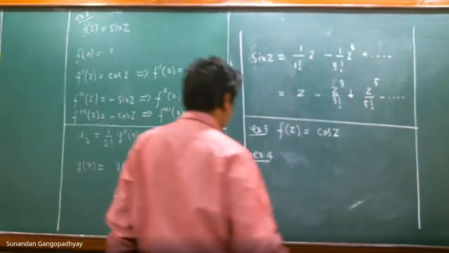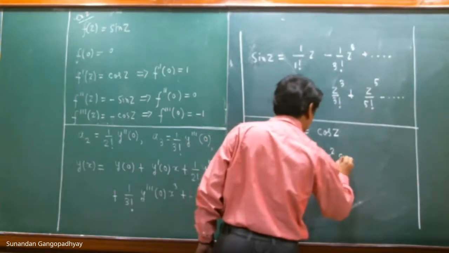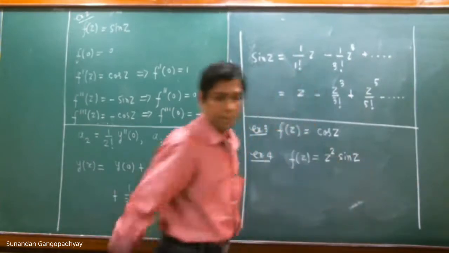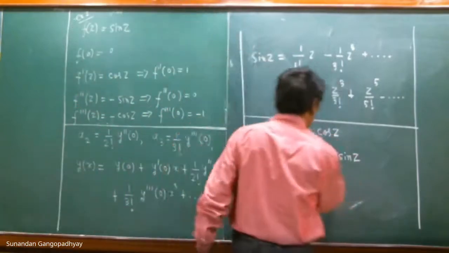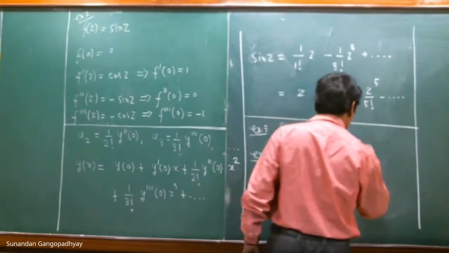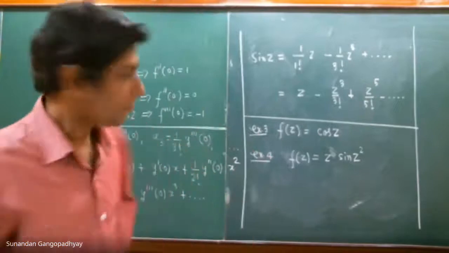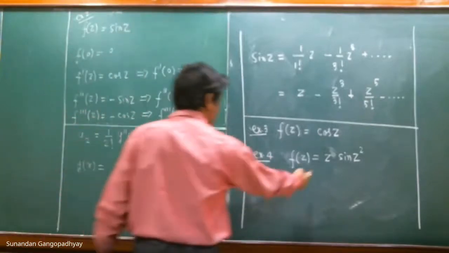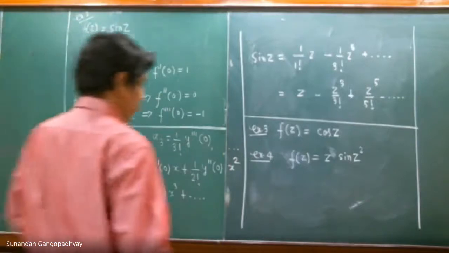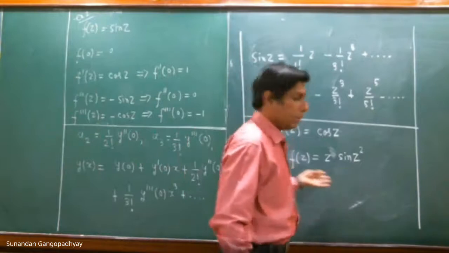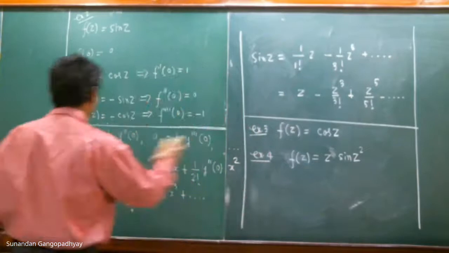Let us take another example. f of z is equal to z sine z square. It's not a problem. So let us do this problem. You can see that this will admit a Taylor series expansion around z is equal to 0. There is no problem. It is perfectly fine.